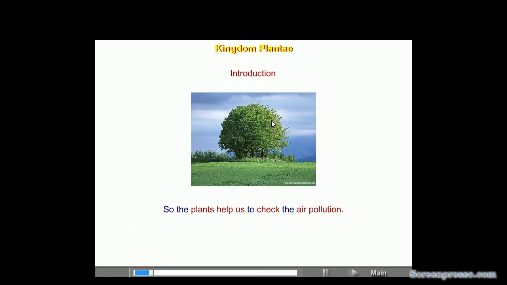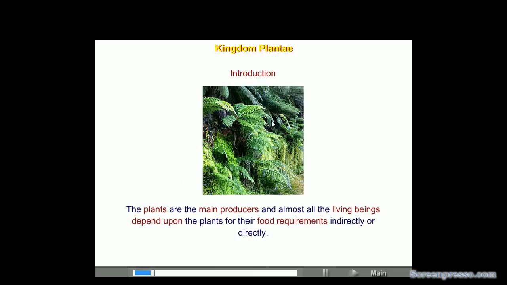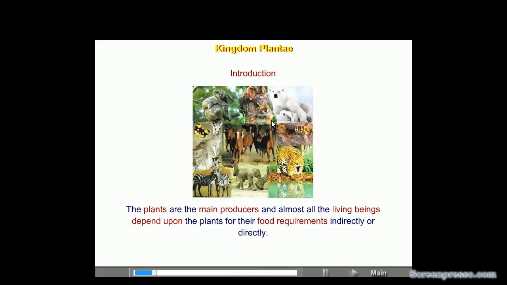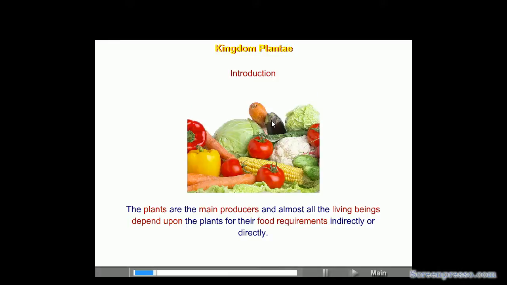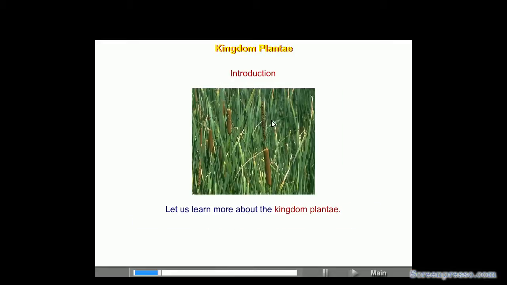So, the plants help us to check the air pollution. The plants are the main producers, and almost all the living beings depend upon the plants for their food requirements indirectly or directly. Thus, the plants are the most important biotic components of the ecosystem, as the life on the earth is impossible without plants. Let us learn more about the kingdom Plantae.